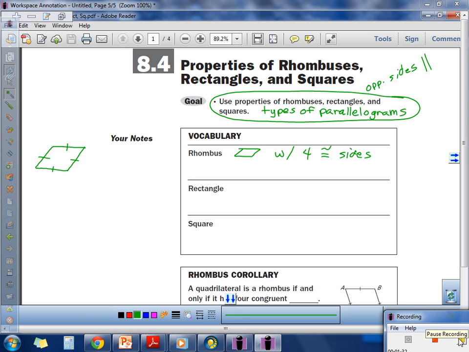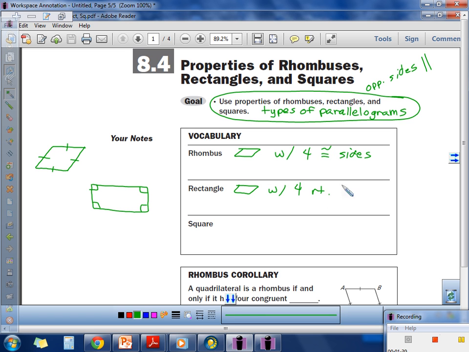Now, we'll talk about some additional properties of all these shapes in a little bit, but let's get through these basic shapes. A rectangle, we know what a rectangle looks like. What's the key fact you think you should remember about a rectangle? 4 90-degree angles. So it's a parallelogram with 4 right angles.